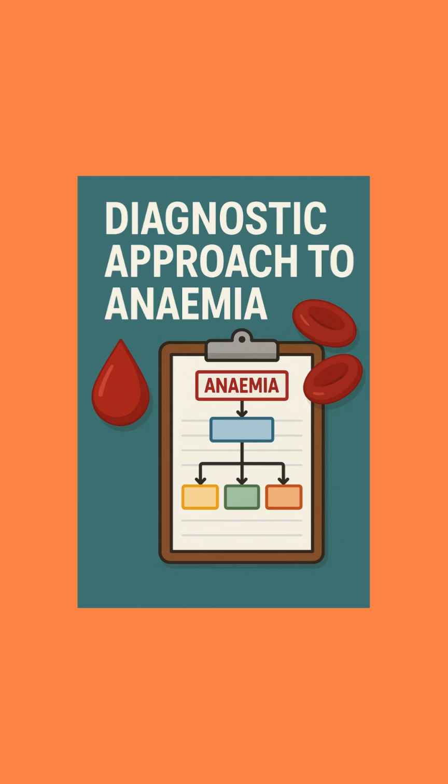A patient with fatigue, pallor, and koilonychia. Think iron deficiency. A vegetarian with neurological symptoms. Suspect B12 deficiency. Diagnosing anemia isn't about memorizing lists, it's about thinking like a detective. Use lab values as clues, connect them to your patient's story, and follow a logical pathway.